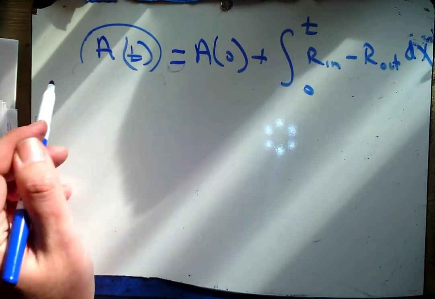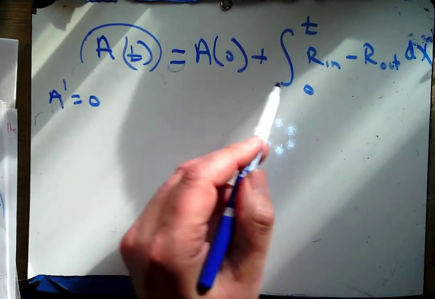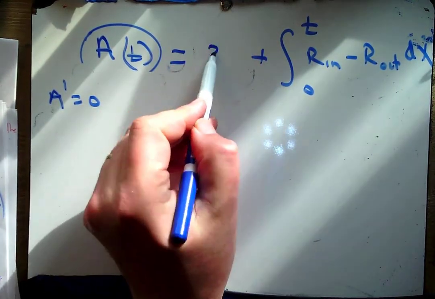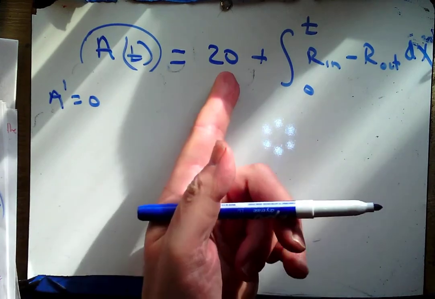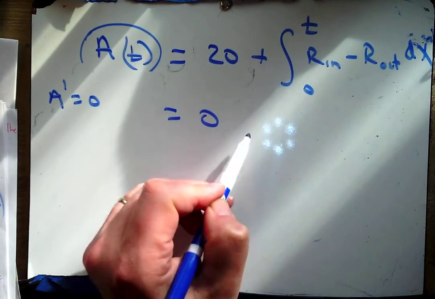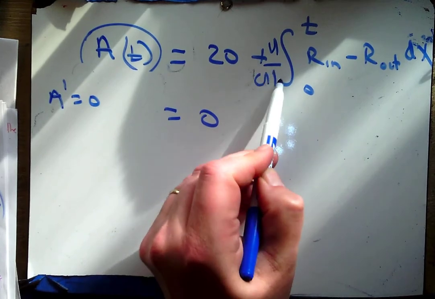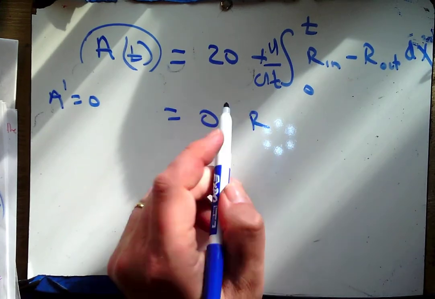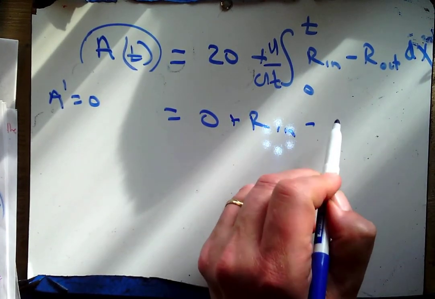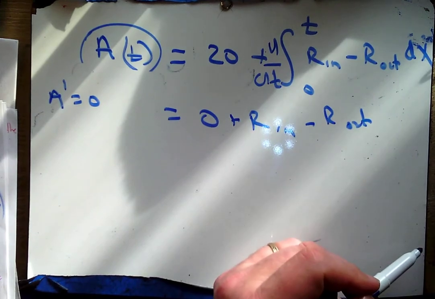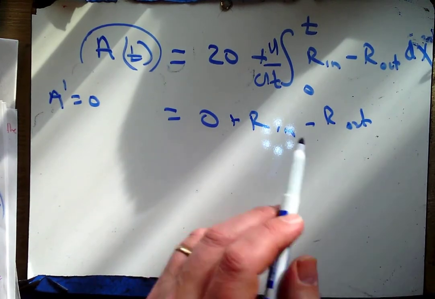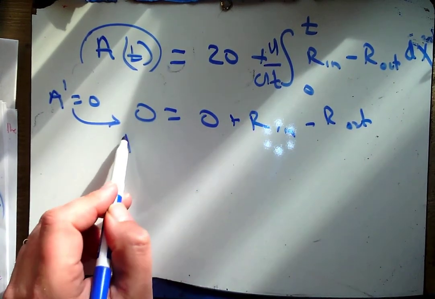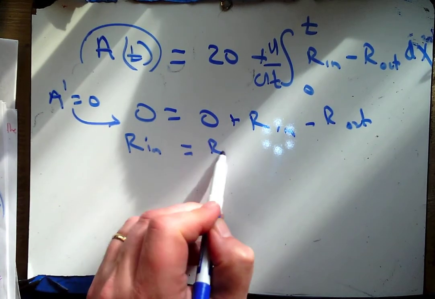So now I have to take the derivative of this. In order to find when A prime equals 0, I've got to take the derivative of both sides. Now remember, A of 0 is a number, right? In this problem, there are 20 people in line. When I take the derivative of that number, I get 0. Now, what happens when I take the derivative with respect to time of this integral? Well, I end up with rate in minus rate out. Oh, that's interesting. And so since this is supposed to equal 0, I'm just looking for when rate in equals rate out.